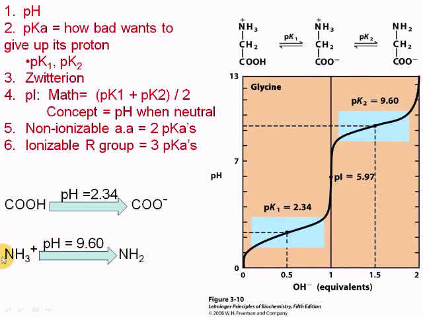And then with the amine group, at a pH below 9.6, we will have an NH3+, so we'll always have a positive charge. Any pH above 9.6, we will have no charge. And so let's look over here. At a pH below 9.6, we have that NH3+. At a pH above 9.6, we have a neutral charge on that amine group.